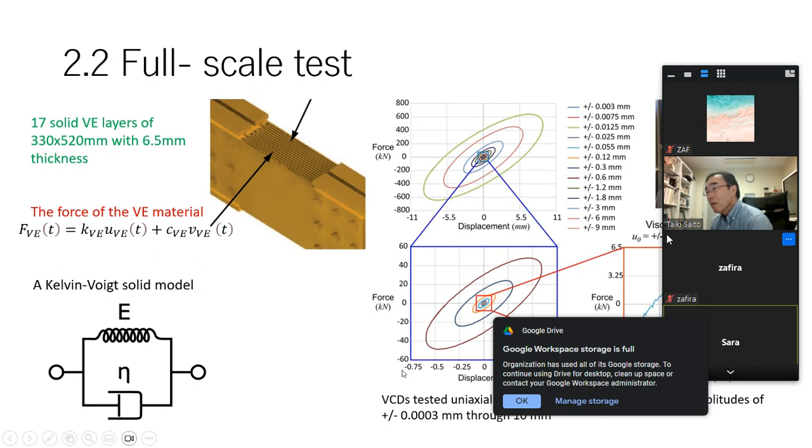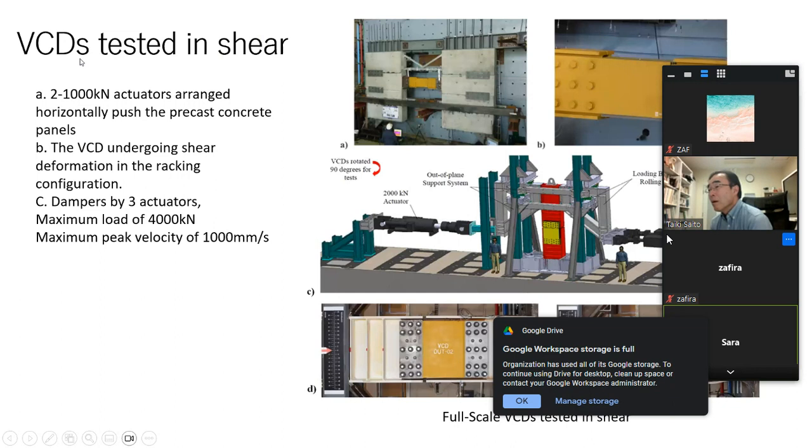Then this is tested in shear. This picture shows a full-scale VCTS test whereby 2 to 1,000 kilonewton actuators arranged horizontally push the precast concrete panel, causing deformation in the VCTS shear configuration. In B, the VCT undergoes shear deformation in the racking configuration, like in here.